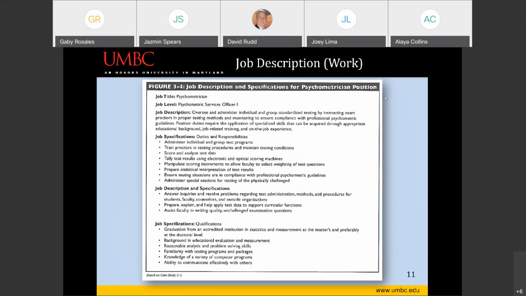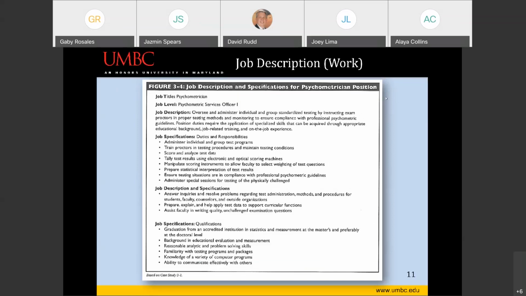I've included an example here of a job description and specifications for a psychometrician position. I can't even say that word. What you can see is it contains the job title, the job level, along with a summary of the job description. Now, one very important part of the description is the job specifications, which are the duties and responsibilities, and you can see the list there.